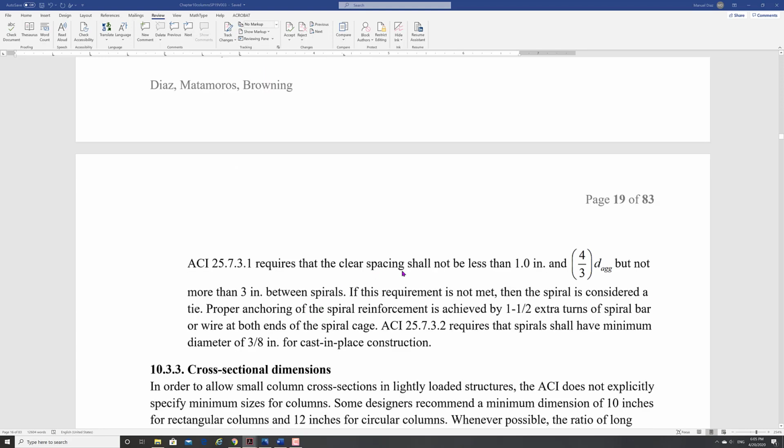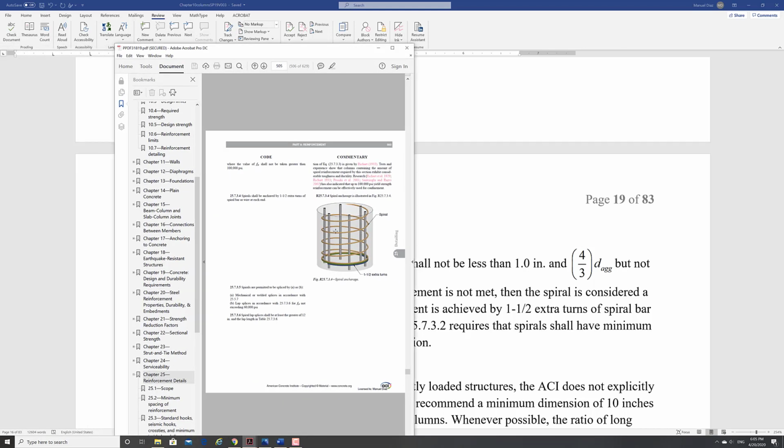Also, the clear spacing shall not be less than 1 inch or 4/3 the aggregate, but no more than 3 inches. What spacing are they talking about? This one. The vertical distance between this turn and the next turn, right? It cannot exceed 3 inches. That's all you got. And it cannot be lower than 1 inch or 4/3 the aggregate because you want to make sure your aggregate flows through, right? So you're looking at 1 inch to 3 inches.